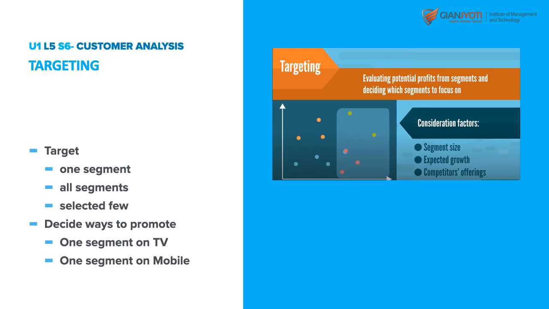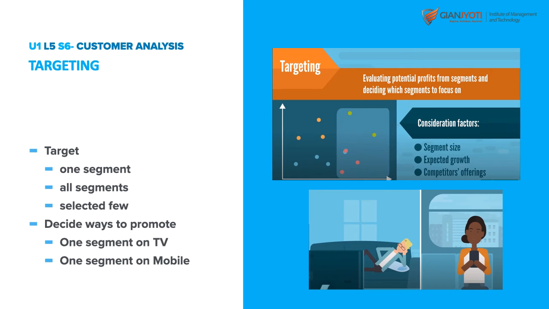Some of the factors that we consider, as I said earlier, could be the segment size, whether to pick one segment, all segments, or a selected few, or it can be the expected growth from that segment or group of segments, or we look at the competitors' offerings, or we look at all three factors. And then we decide the medium for that segment, TV or mobile. If these are youngsters, maybe mobile is the one.